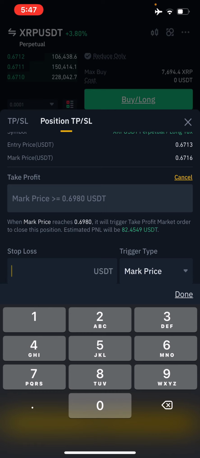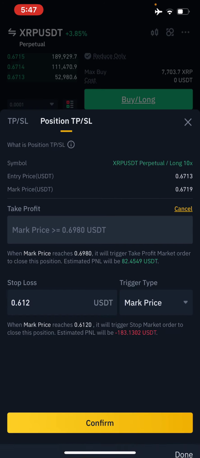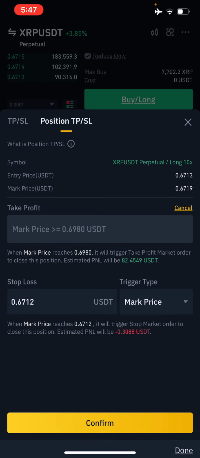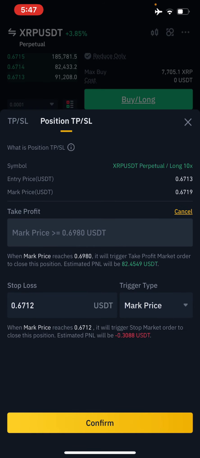Now that you're in profit, they say I should move my stop loss to profit or entry. Let's say we are moving our stop loss to entry. You're going to move it to 0.6712, something like that. So moving our stop loss, we are going to lose around 0.30 cents, which is quite okay. I don't think it's really a big loss since we are already in profit, and if price should go down to that level, we are going to lose only this small amount of money.